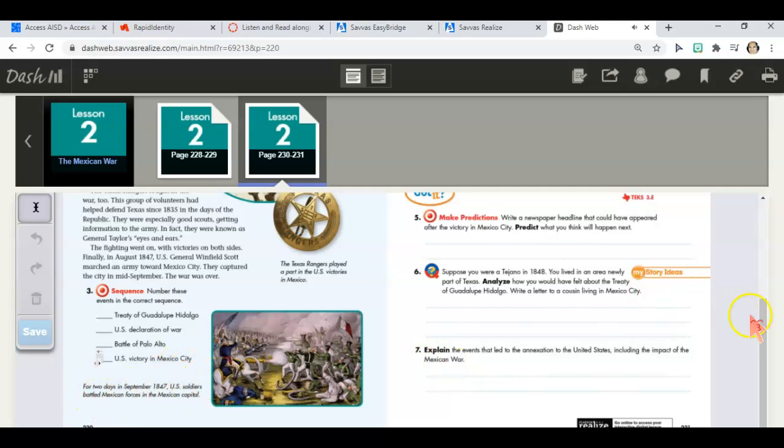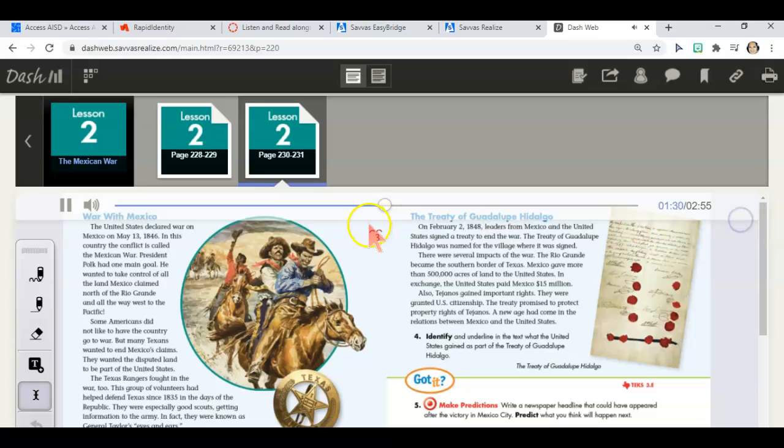The Treaty of Guadalupe Hidalgo. On February 2, 1848, leaders from Mexico and the United States signed a treaty to end the war. The Treaty of Guadalupe Hidalgo was named for the village where it was signed. There were several impacts of the war. The Rio Grande became the southern border of Texas. Mexico gave more than 500,000 acres of land to the United States. In exchange, the United States paid Mexico $15 million. Also, Tejanos gained important rights. They were granted U.S. citizenship. The treaty promised to protect property rights of Tejanos. A new age had come in the relations between Mexico and the United States.